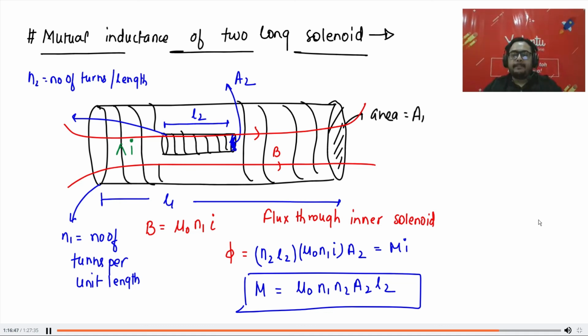Can you please repeat the formula? Yes, mu naught N1 N2 A2 L2. I just repeated the formula. Okay. Any more doubts?